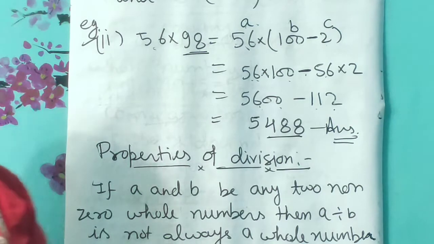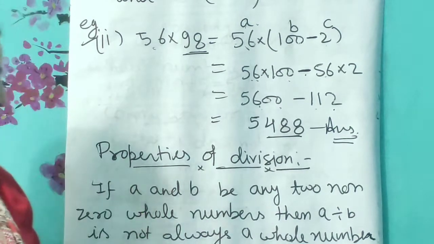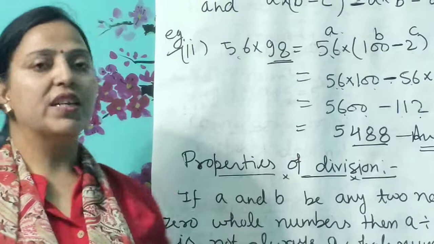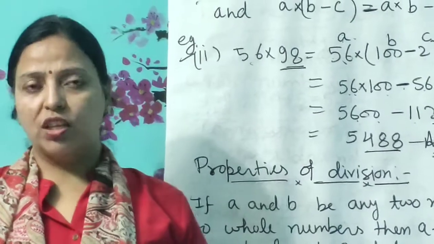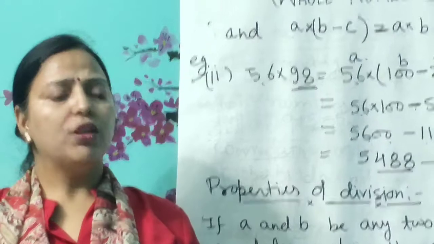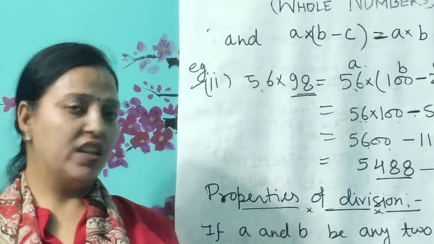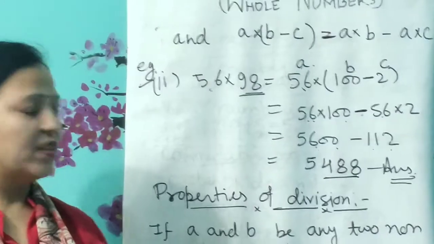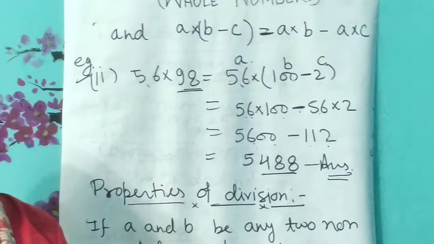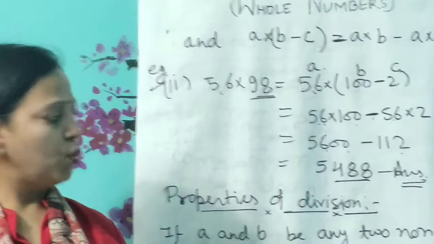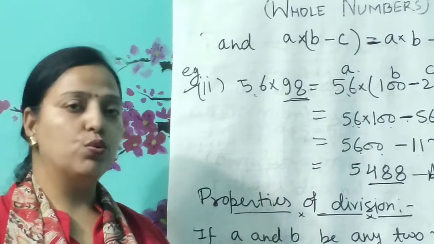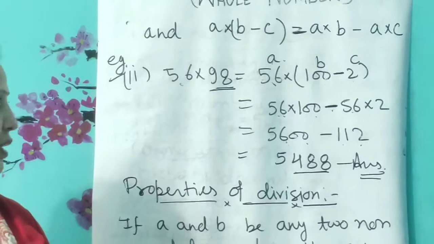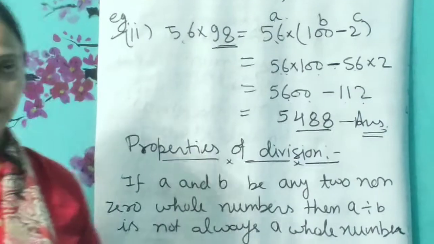Now next is properties of division. Any property which we discussed in case of addition and multiplication, that is the closure property, associative property, commutative property, all that is not true in case of division. Because when we divide two whole numbers, it is not necessary that the division of two whole numbers is a whole number. So all other properties are also not true in case of division. Now let us discuss some examples and we'll do the exercise based on these things.